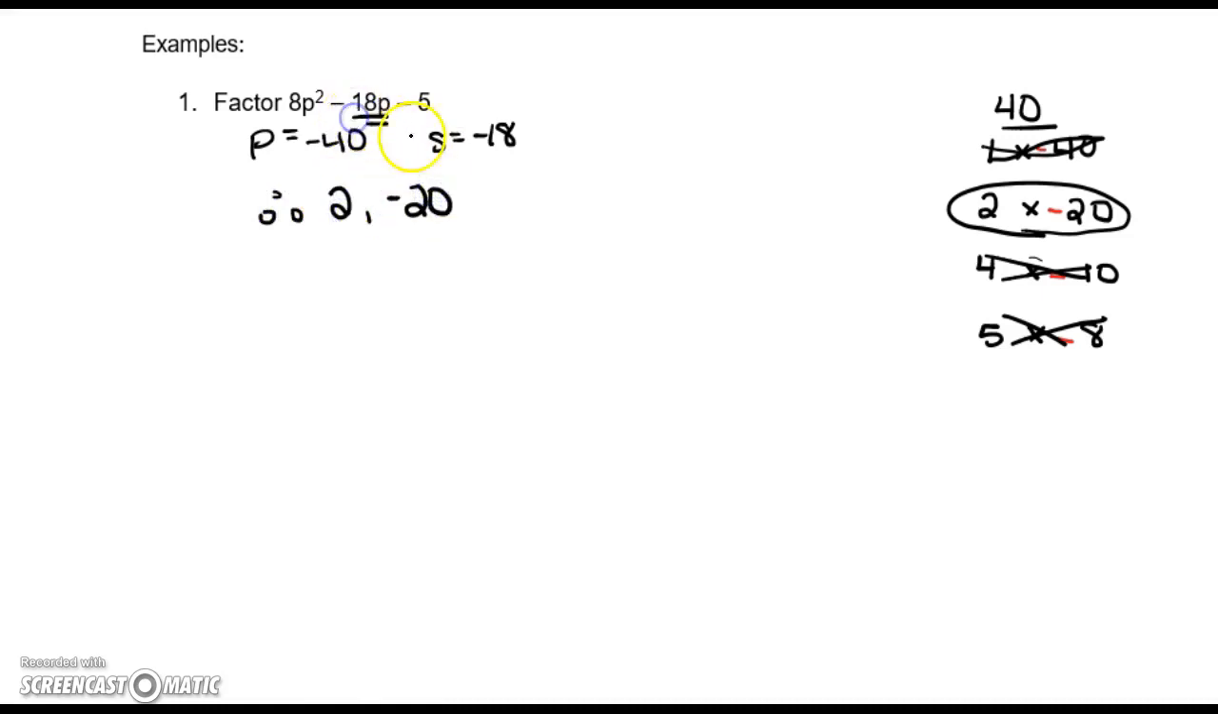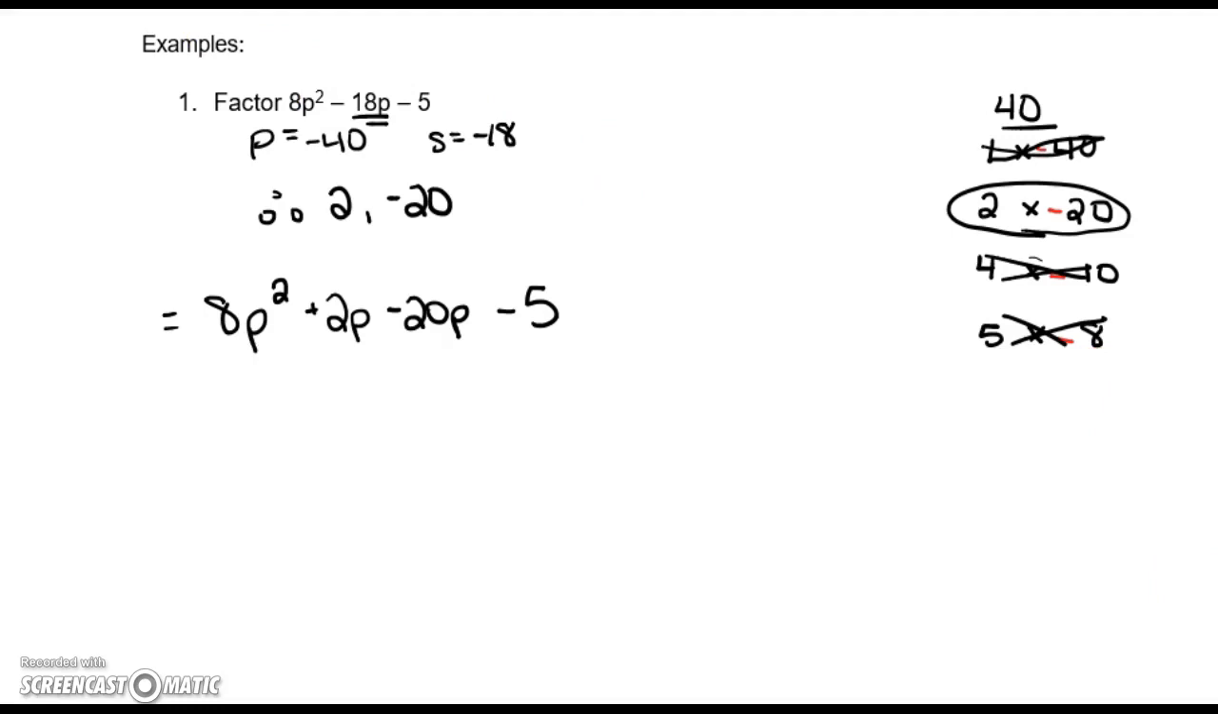So now we can rewrite this middle term. Our first term stays exactly the same, so I'm just going to rewrite it. Then we're going to change this middle value to have 2p and negative 20p instead. So plus 2p minus 20p minus 5. This last term here just drops down because we didn't change it. So step number 1 is now done.